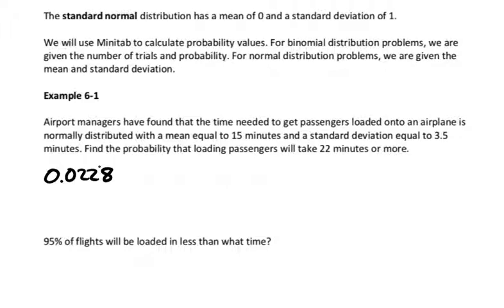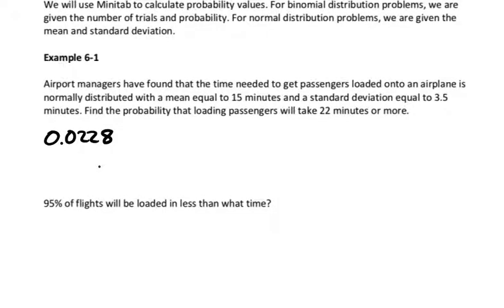Now the second part of the question says 95% of flights will be loaded in less than what time? Now this is a little bit different because now I'm not trying to find the probability. What I'm being given is the probability. So this 95% is a probability of 0.95. And they want to know 95% of the flights will be loaded in less than what time? That means that what I'm looking for is the x value. In the problem above, what I'm being given is the x value, and I'm looking for the probability.